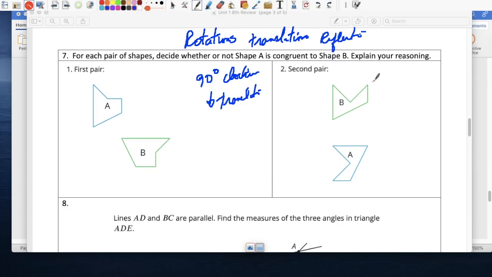Oh, this one's tough. How do I get 8? How do I get this to become that?